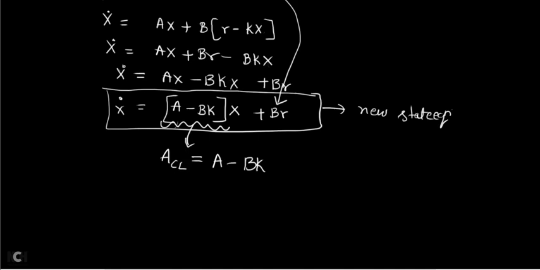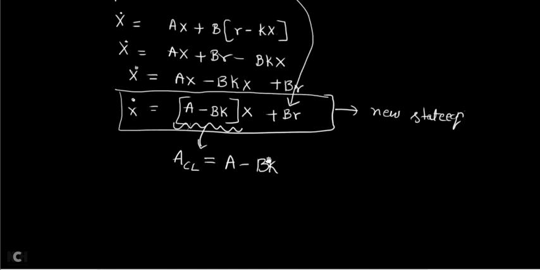So what is A? The original state matrix. B means the input matrix. K is the new parameter which we don't know. I know the A value, I know the B value, but I don't know the K value. So now for the new state equation, the stability depends on A minus BK. Correct?